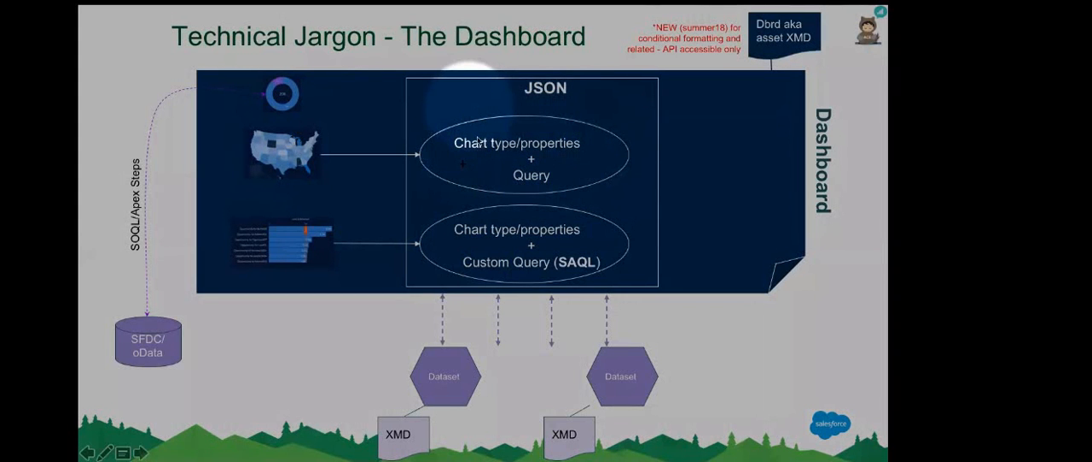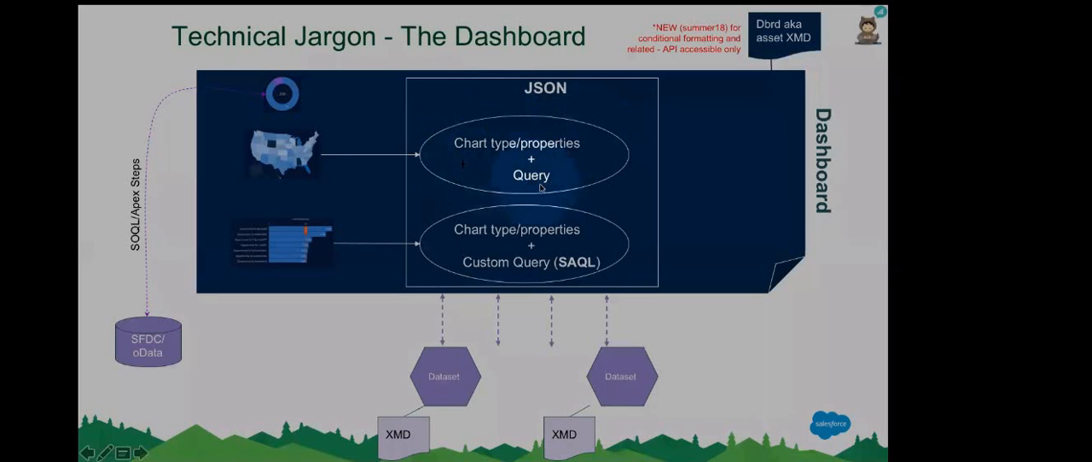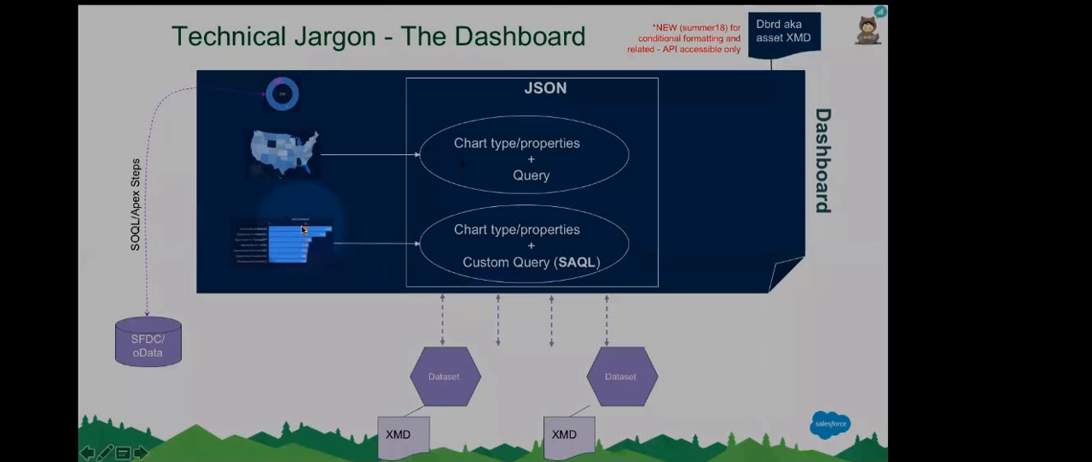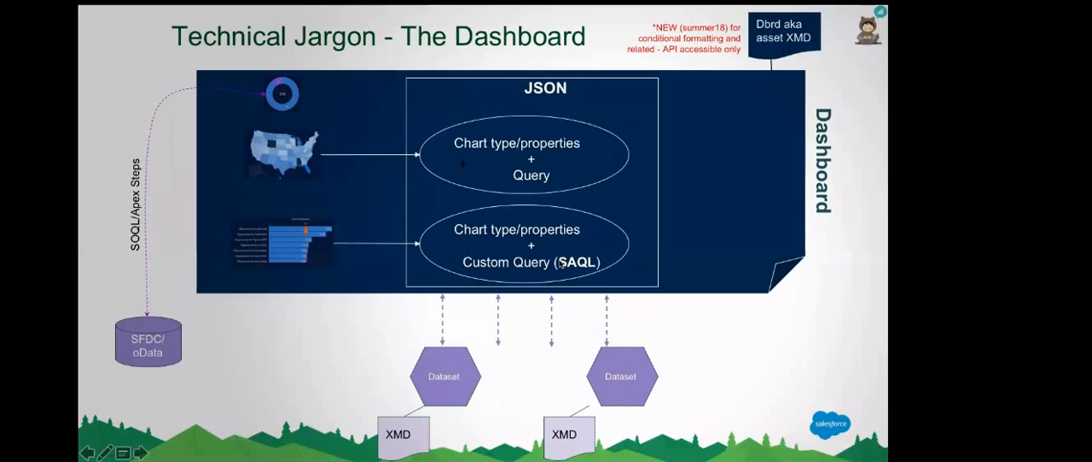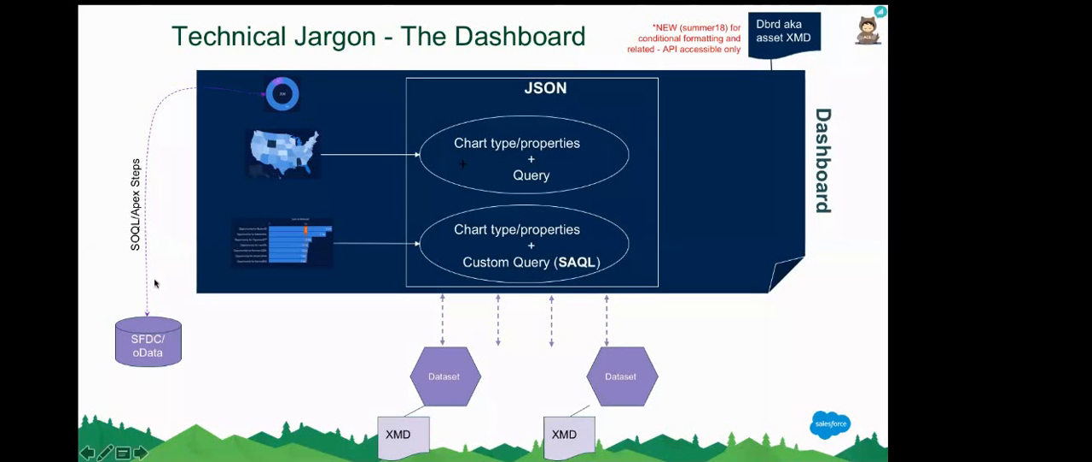We have the dashboard JSON. Now this dashboard JSON consists of the visual display, the chart properties, the chart type and the properties, and it also has security. This is what we call the compact format. But sometimes we want to do something that is a little bit more advanced. So we can still have a chart here, but underneath we have a different step type that is powered by SAQL. Sometimes we can also have step types that are powered by data directly from within Salesforce, so it's going to be your SOQL or your Apex steps.